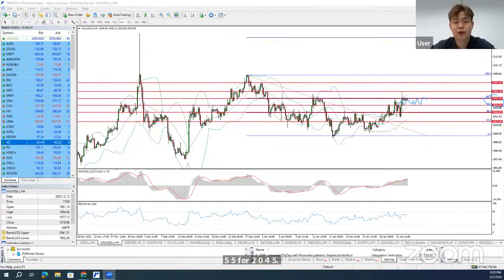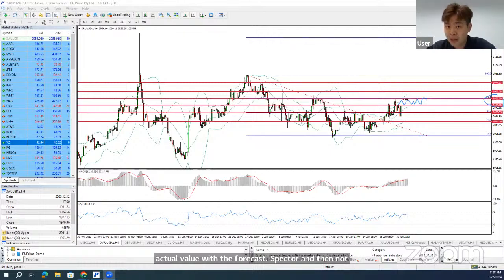Yes, to answer Joe's question, comparing the actual value with the forecast is better. And not only NFP is important, the unemployment rate meanwhile is also another most important thing.